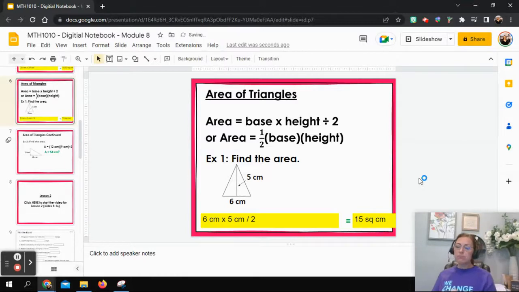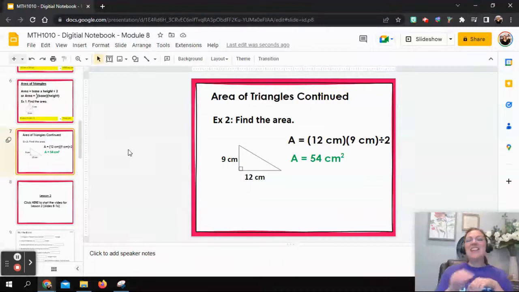Okay. So very important. I want you to see that with our area. Sorry about that. Then I put in another example here already worked out for you because I wanted you to see another way that the height could be given. So I want you to see that piece of it as well.